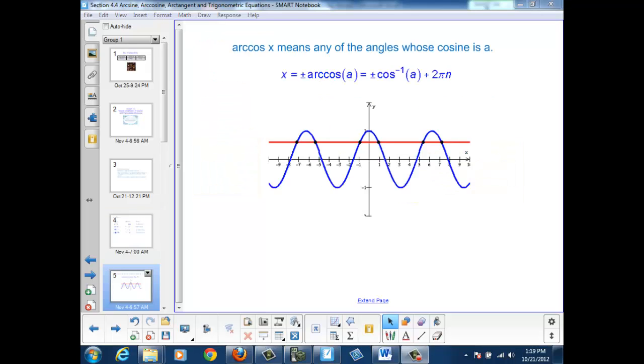First, let's discuss the difference between arc cosine of x and the inverse cosine of x. The arc cosine will mean any of the angles whose cosine is a. So any of these solutions to this particular example would come from the arc cosine, while the inverse cosine would be the value of the angle that satisfies our expression that comes from the principal branch. So this initial value of cosine.